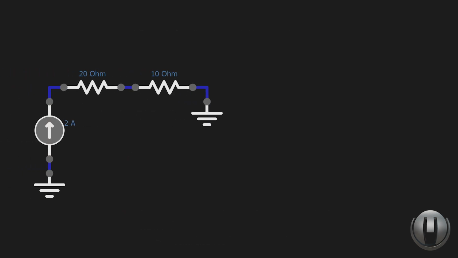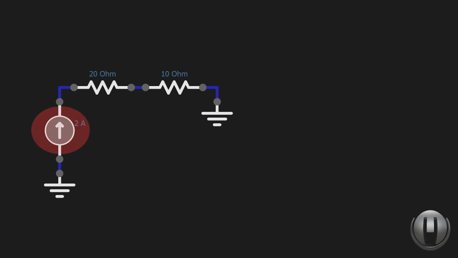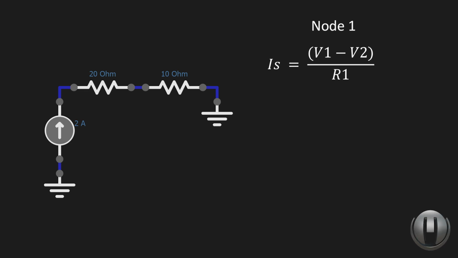Let's consider the following example. We have a 2 amp current source pushing current through a 20 ohm resistor in series with a 10 ohm resistor. We need to know the voltages V1 and V2. Let's apply Kirchhoff's current law at node 1. We have the current going in is the source current, Is, equal to the current through the resistor, which is given by Ohm's law as (V1 minus V2) divided by R1. We can simplify the equation by replacing 1 over R with G, which is the conductance.